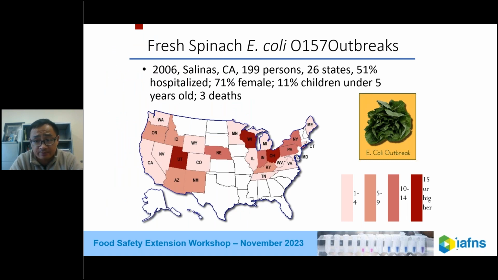Until this happened in 2006, in Salinas, California, Central Valley, which is a big place for producing produce in the United States, including Taylor Farms, Fresh Express, Dole, all three major companies. This outbreak was the first time E. coli O157:H7 was found in packaged spinach, and it caused 199 illnesses in 26 states, and finally there were 3 deaths.